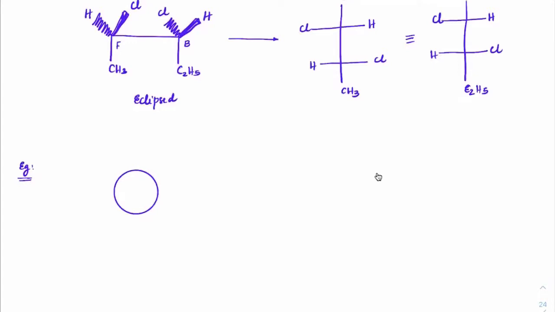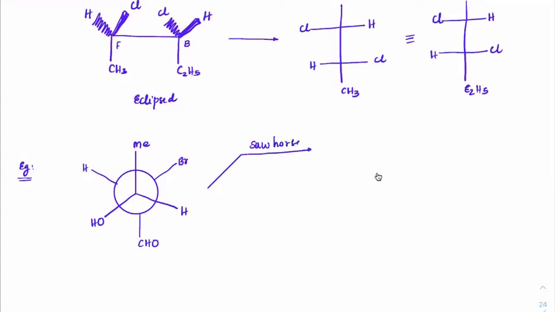Okay, so suppose your molecule is given this way with the Newman projection, and it is said this is methyl, Me as in methyl, hydrogen, and an OH group. Here it is given Br, here it is given H, here I want CHO. This is the way it is. Now convert this into first Sawhorse, next Fisher.